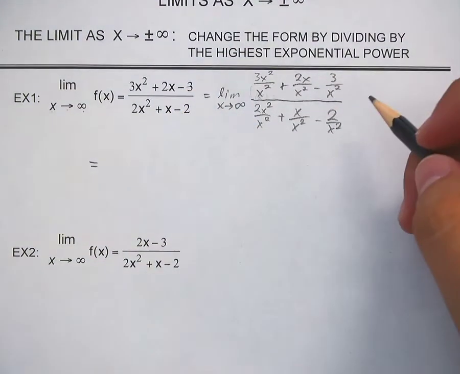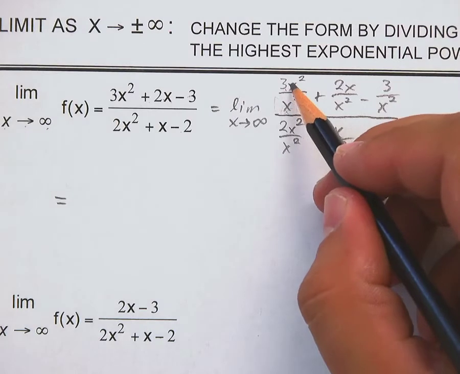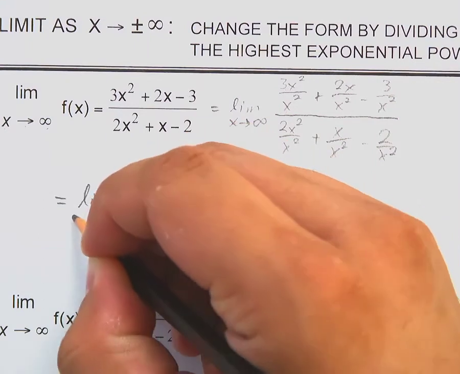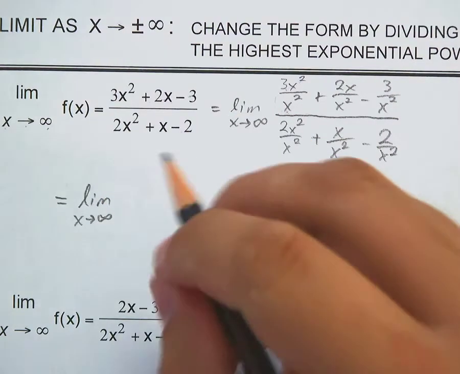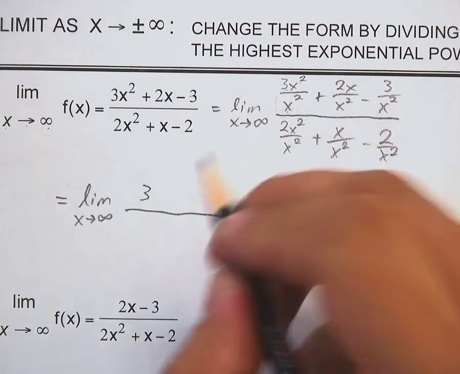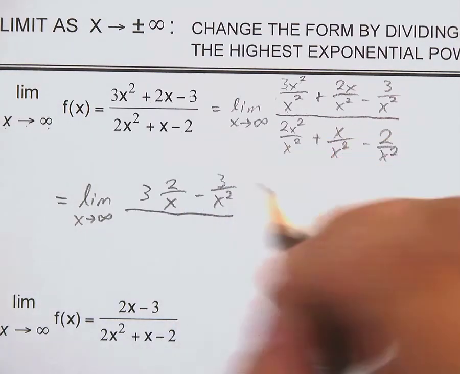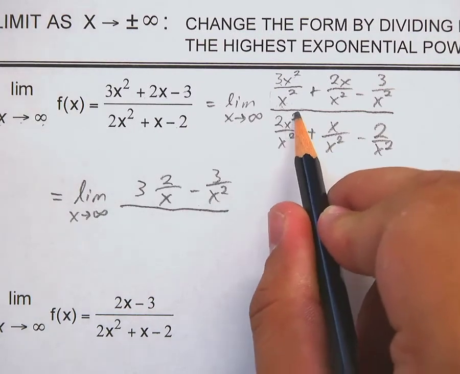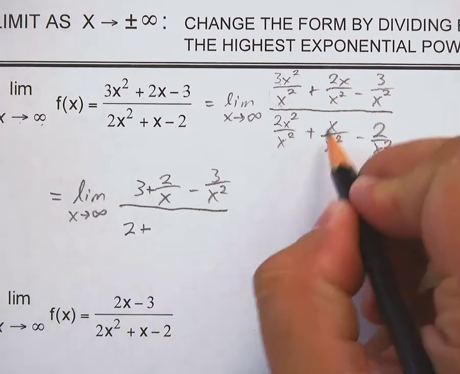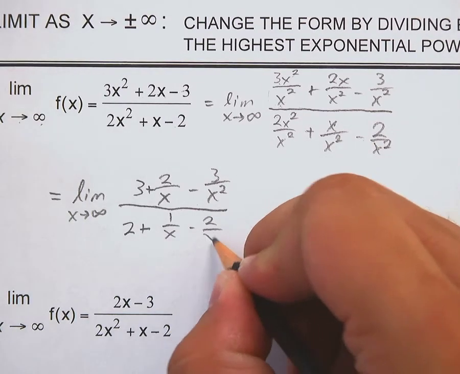Now we can simplify a lot of this stuff. If you simplified 3x squared over x squared, those would cancel, wouldn't they? So you'd be left with the limit as x goes to infinity of 3, and you have 2x squared over x squared, which is 2 over x after you simplify, minus 3 over x squared. On the bottom, 2x squared over x squared is 2, plus x over x squared is 1 over x, minus 2 over x squared.